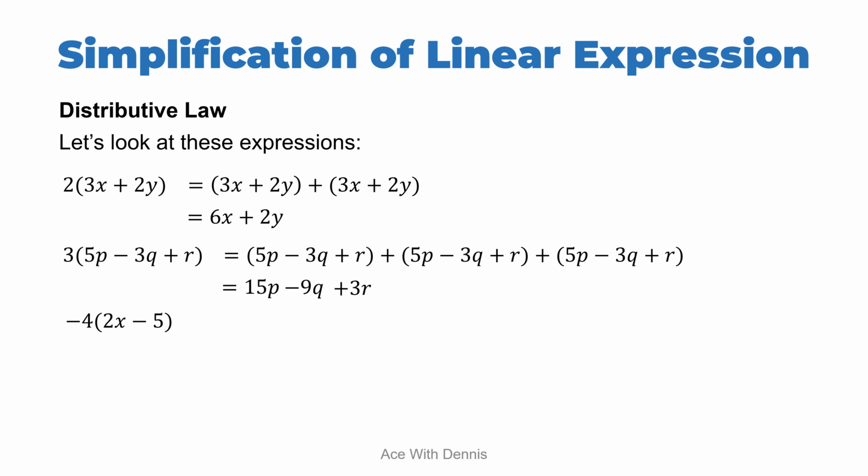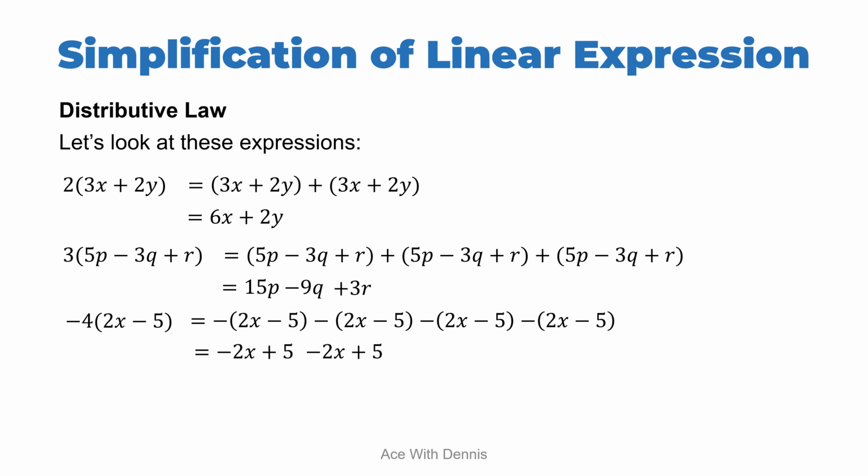One more example, with a negative sign in front. We have negative 4 bracket 2x minus 5. So this means negative (2x minus 5) added to itself 4 times, and we get negative bracket 2x minus 5, minus bracket 2x minus 5, minus bracket 2x minus 5, minus bracket 2x minus 5. Then when we remove the bracket, we have negative 2x plus 5, minus 2x plus 5, minus 2x plus 5, minus 2x plus 5. So simplify, we get negative 8x plus 20.